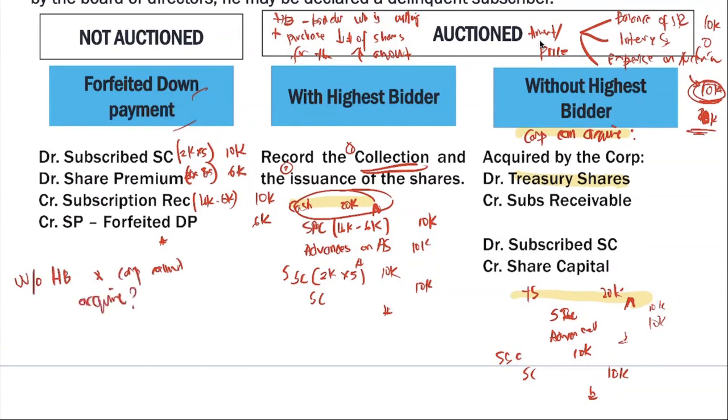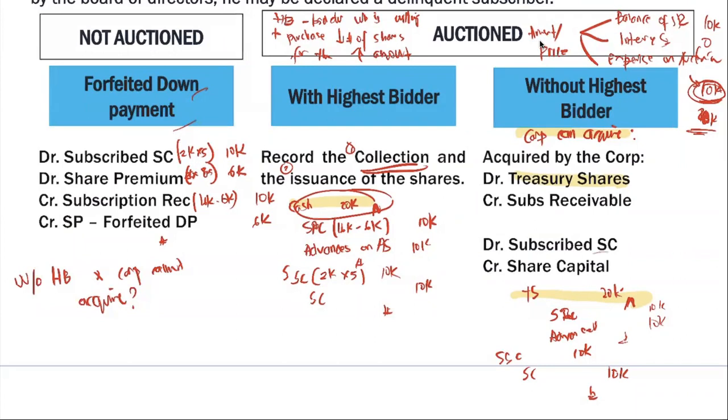Because here, in the auction, if there is a highest bidder, then no problem. What if there's no highest bidder? It is subject to whether the corporation can acquire. If the corporation can acquire, it's TS. But what if it is without highest bidder and the corporation cannot acquire?